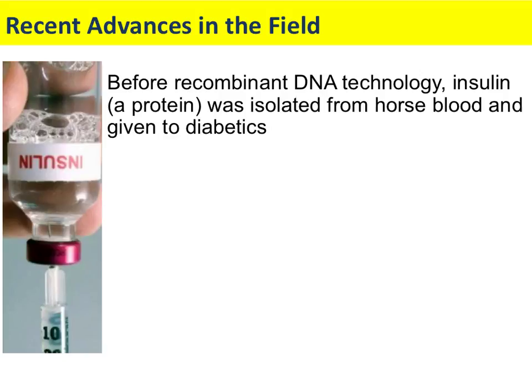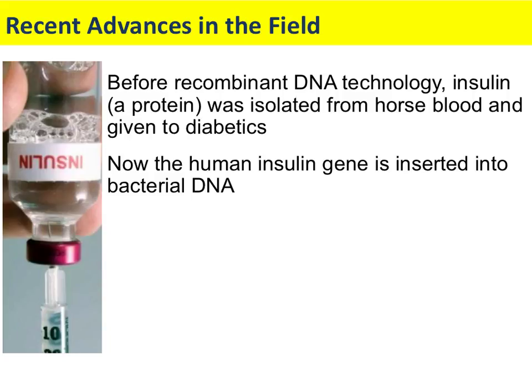Now, diabetics, especially type 1, but type 2 also, either don't produce enough insulin or they're resistant to insulin. So sometimes they need more. It used to be that we would harvest insulin from horses, from the blood of horses. But some people would have a reaction to it, so they couldn't use it.